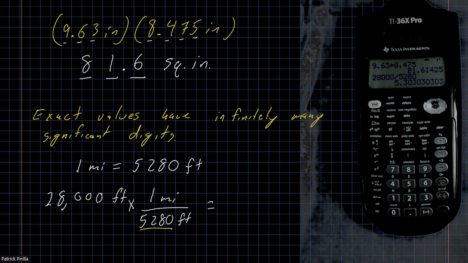5,280 is an exact value. We ignore 5,280 when we're trying to come up with where to round this. We look at the one measurement in the calculation, 28,000. We realize it has 2 significant digits, and we write our result as 5.3 miles.